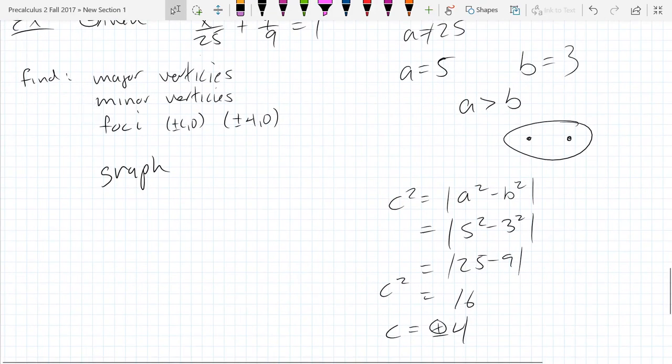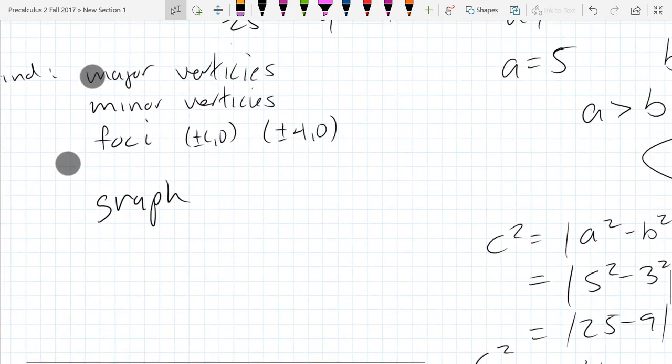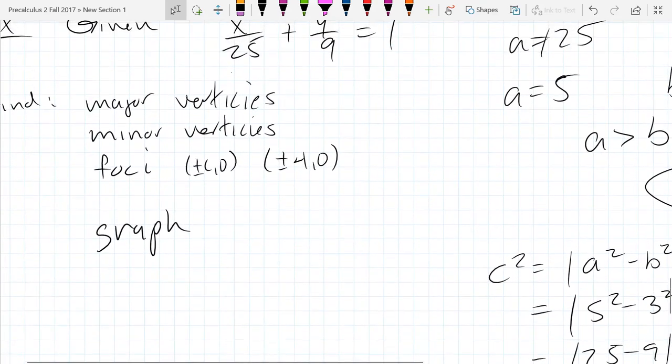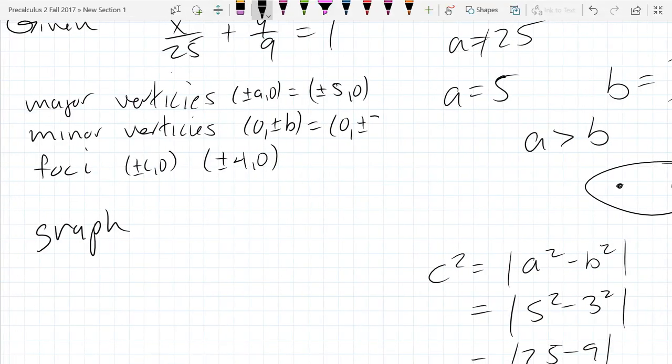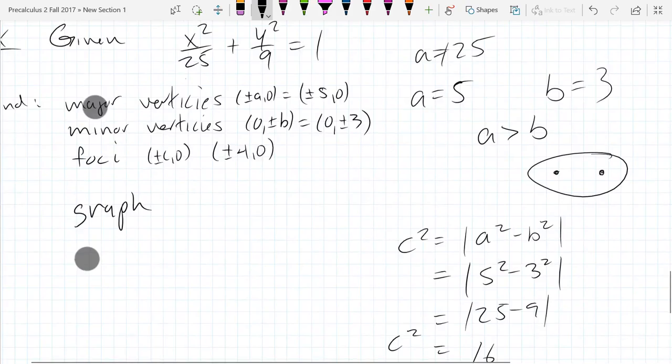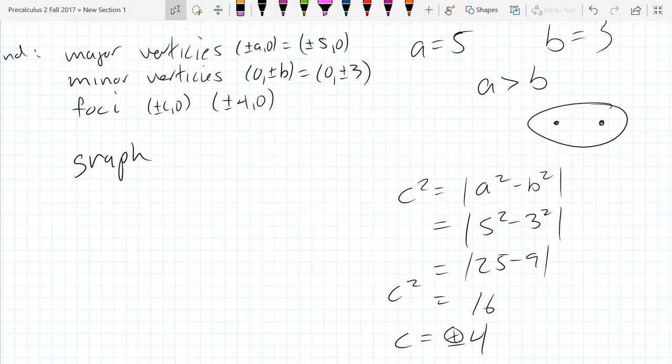You can save a little ink and use plus minus, because you're going to get two foci, two vertices, two other vertices. So I'll just write them together with the plus minus. Major vertices are plus minus a, zero. So it's plus minus 5, 0. Minors are zero, plus minus b. So 0, plus minus 3. That should be plenty of information to graph off of that. So you've got your foci, your vertices.